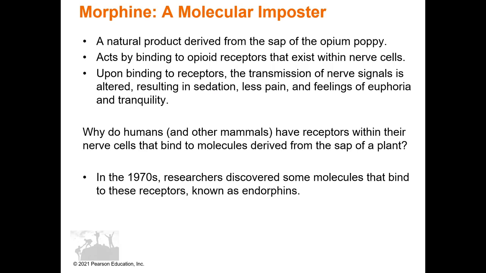Morphine is an opioid, which causes feelings of happiness and reduces feelings of pain, and it has a similar structure to naturally produced endorphins. This is why morphine can bond to nerve cell receptors found in the brain and cause those feelings of happiness.